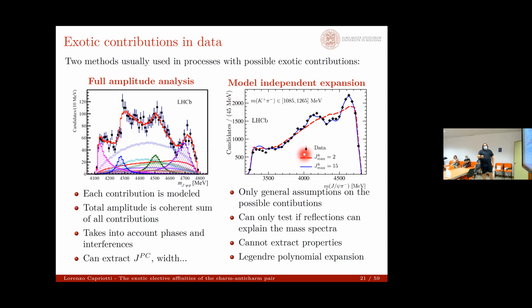So sometimes we can go with a model-independent analysis, which is based on the Legendre polynomial expansion, which I will talk about a bit later. This basically only assumes very general information on what are the possible particles that can decay into a given final state. With this method, we can only say if the spectrum we see can be explained through reflections or not. So it does not extract any information about what is actually in the decay chain, but if the data can be described by reflections, it means there's no need for an exotic contribution.